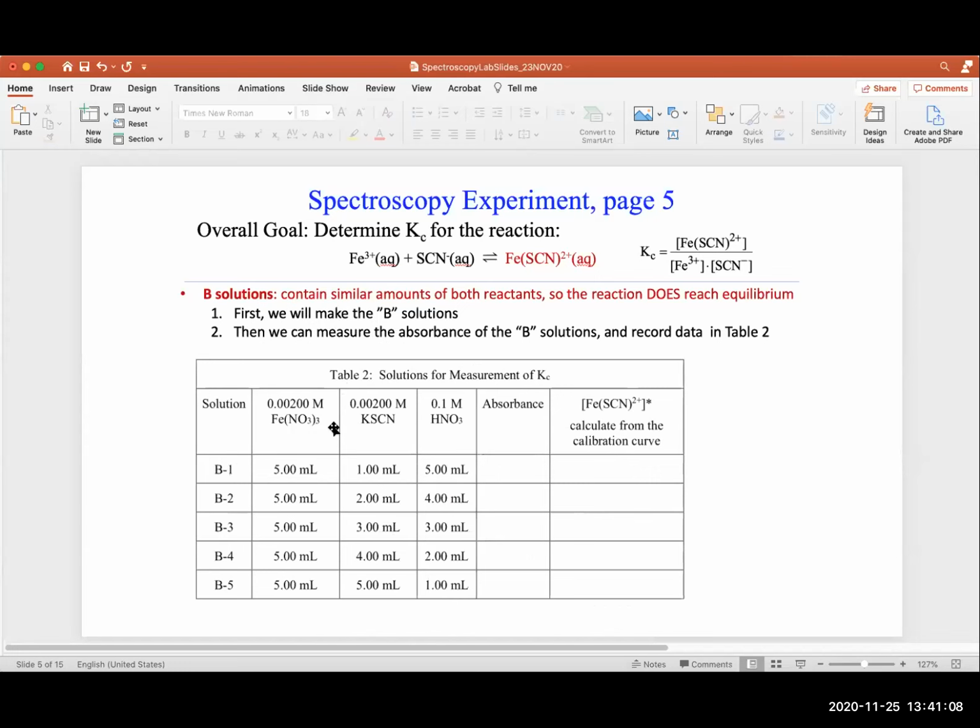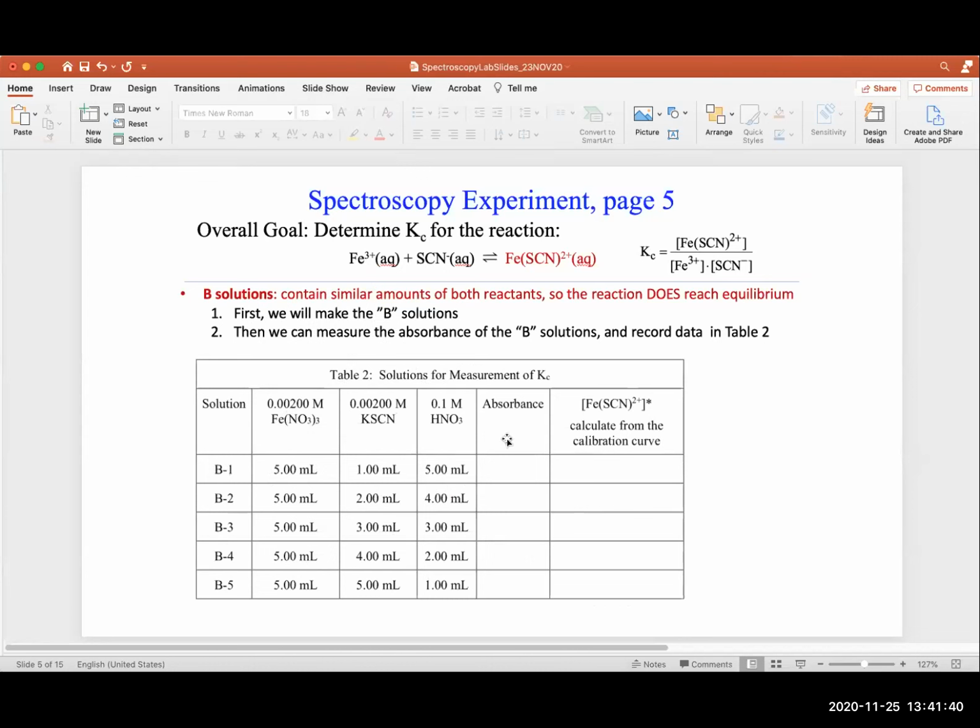For the B solutions, we follow these procedures. Notice how the total volume in every single solution is 11 milliliters. You know the volume and the molarity of your iron 3+ and the volume and molarity of the SCN-, our metal center and ligand, so you can calculate the initial molarity of those reactants. The initial molarity of the iron isn't just 0.002 because you're diluting what was a 5 mL solution down to 11 mL total.